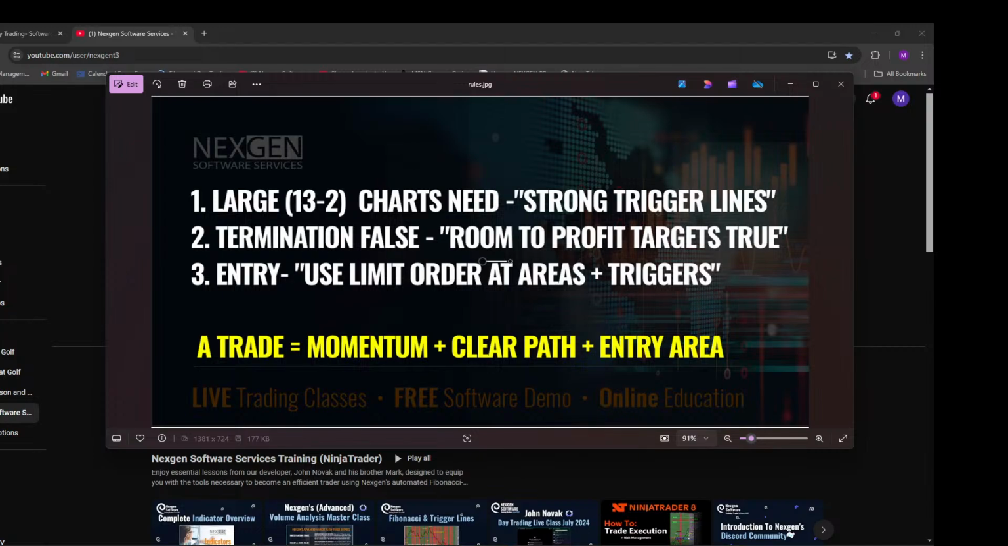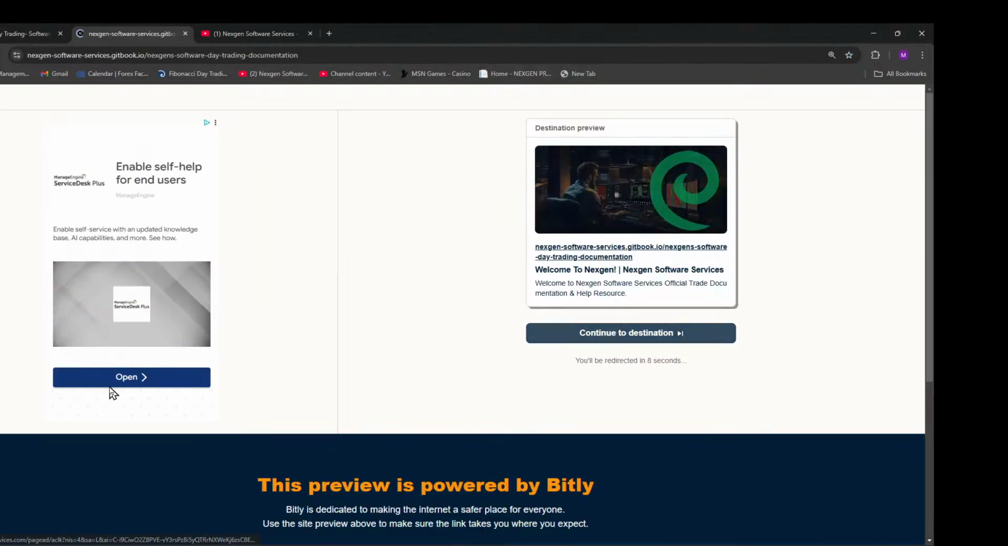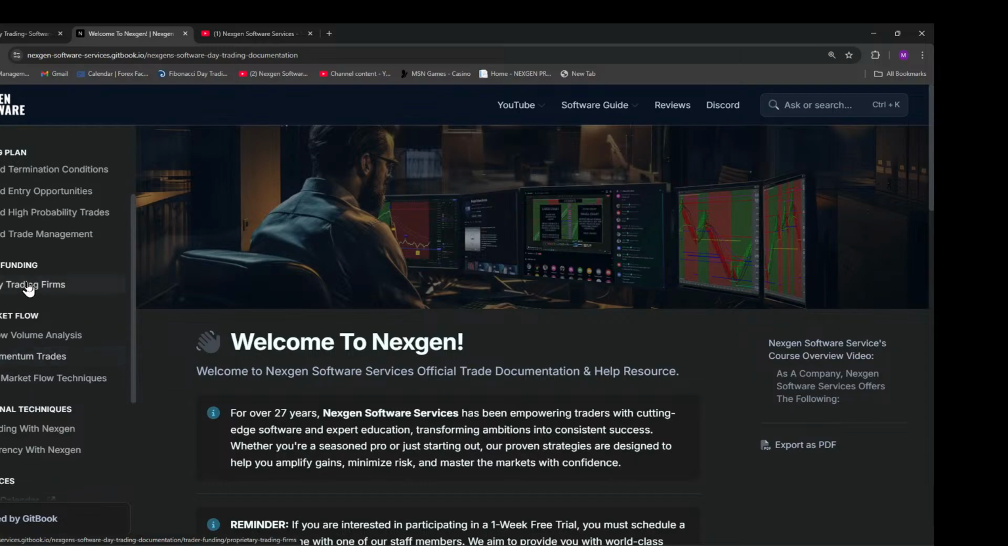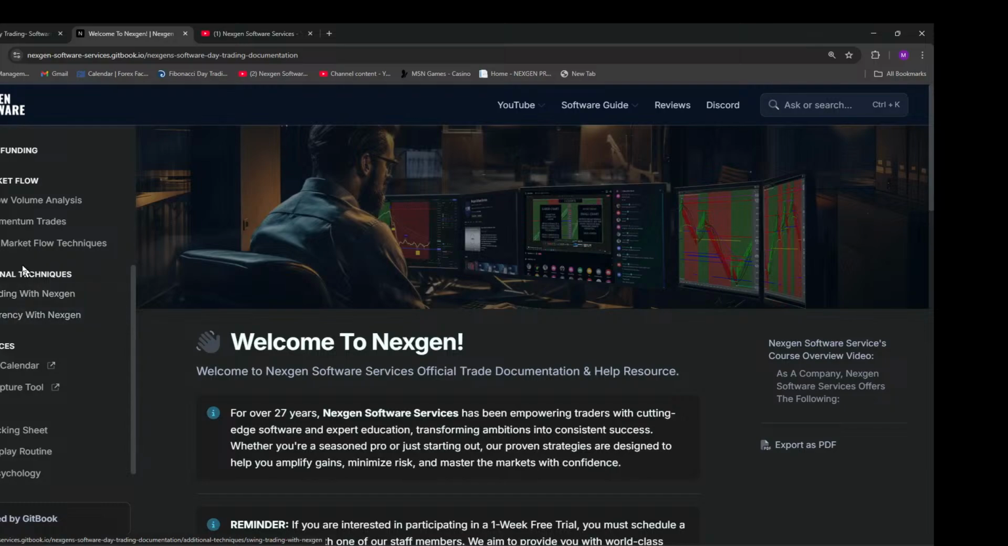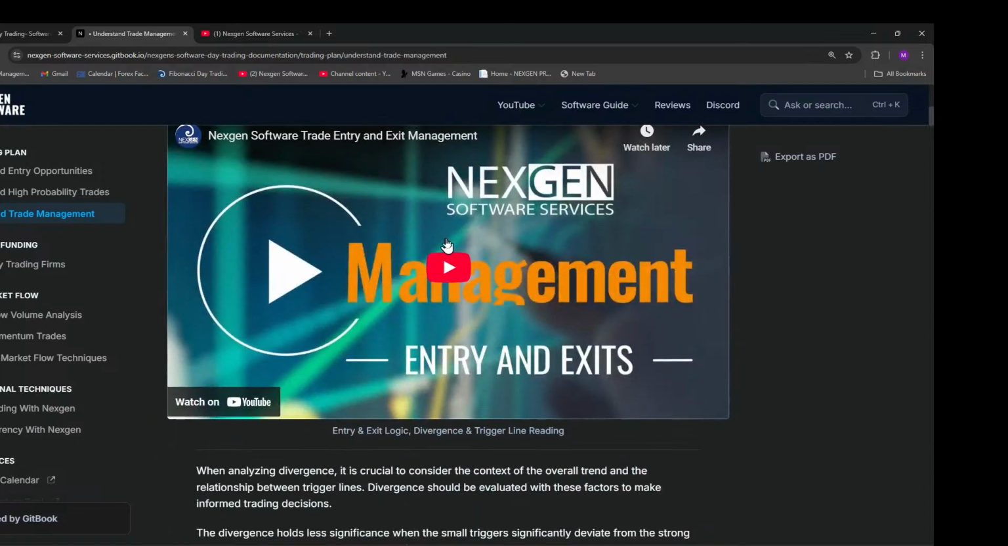But the 50-50 trade is just a high probability trend trade without a clear path. The momentum trade is in the user guide. The trend trade is discussed every day. It's in the user guide: market flow, how to use the analysis, when to use it. You've got the market flow section right here. You've got entries, opportunities, and then the ATMs are set up. That's going to go under management, understanding trade management. And there's a whole video dedicated to it.